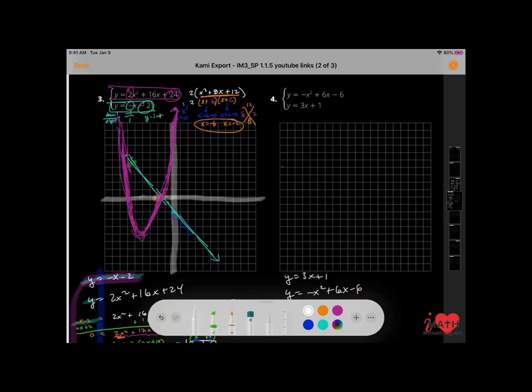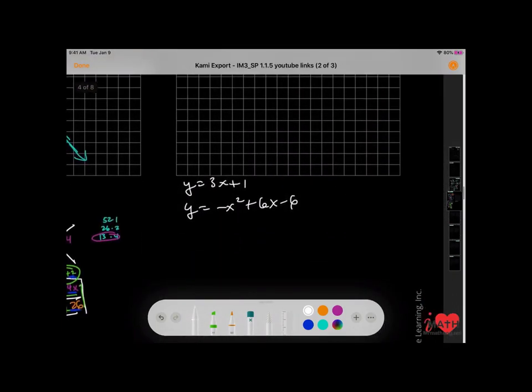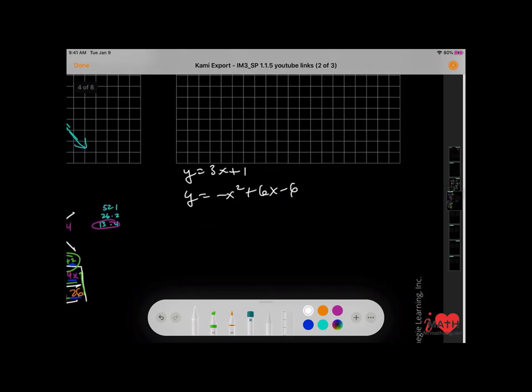I love math. Hey guys, let's go over D for solve the systems of quadratic equations and verify algebraically. So I got these right here.